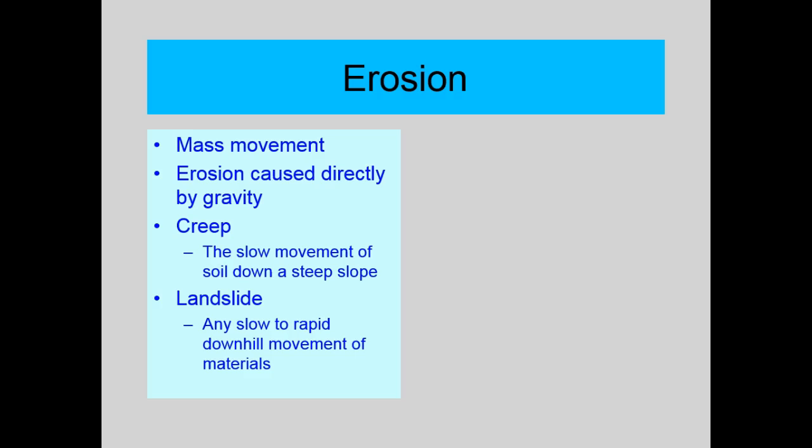Okay? Two types of erosion based on speed. The first of these is called soil creep. Okay? That's not a creepy soil, but soil creep. It's the slow movement of soil down a steep slope, or any slope. Okay? The slow movement of soil down a steep slope.